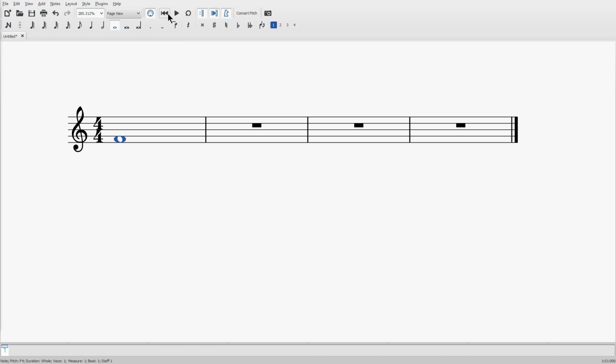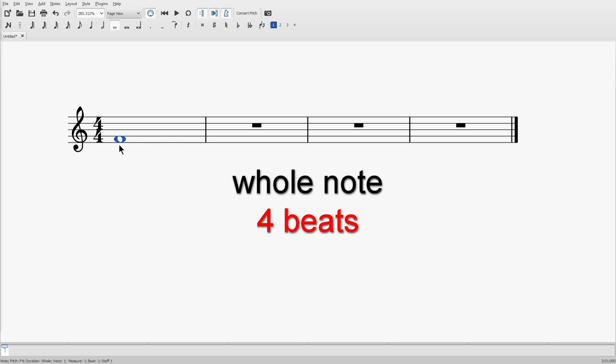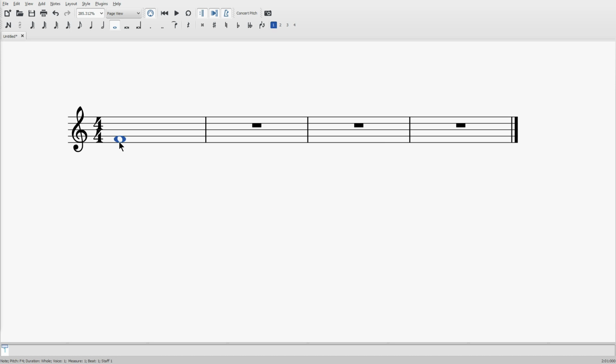Just have a listen one more time. 1, 2, 3, 4, off. Okay, so in terms of this note's value, we refer to it as being a whole note. The other way of thinking about it is it's 4 beats long. Okay, let's take that one out for a second and let's replace this with another type of note.